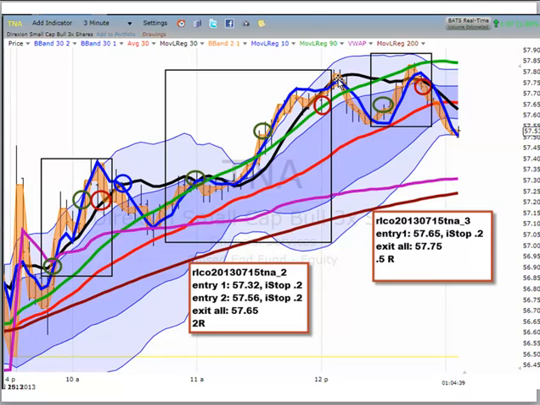We get another regression line crossover, comes back into the river once more, finds support just north of the Bollinger Band mean. So take this entry here. There's this 3-bar pattern I really like. Get the entry at 57.65 with a 20-cent stop just below the Bollinger Band mean. It exits on the edge of the river for a fractional win. Things are continuing to look pretty good. And that was July 15th.